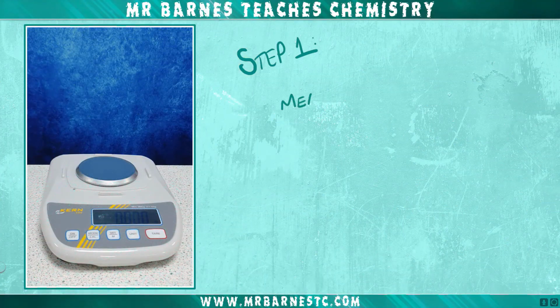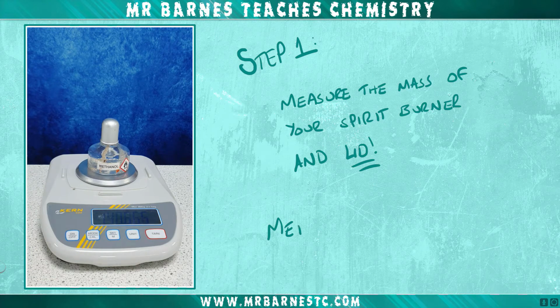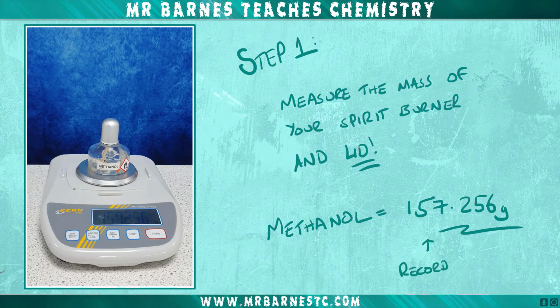Step 1, what you need to do is measure out the mass of your spirit burner and lid, which will contain your first alcohol. For example, here you can see that my methanol has a starting mass of 157.256 grams. Make sure you record this down in a table for later.